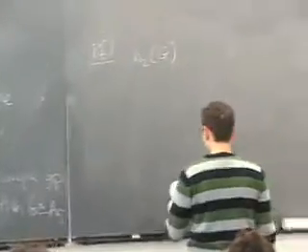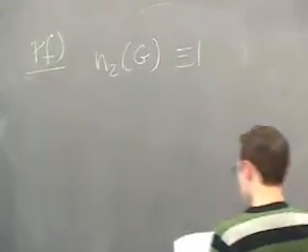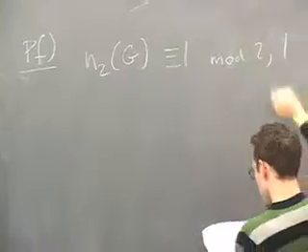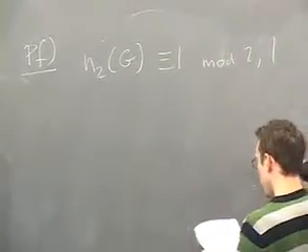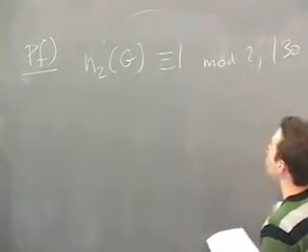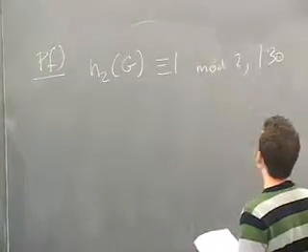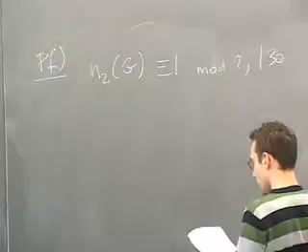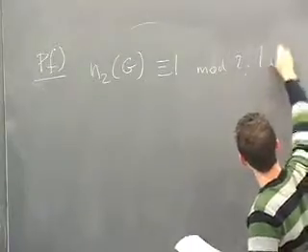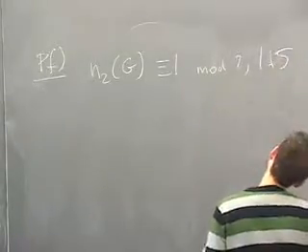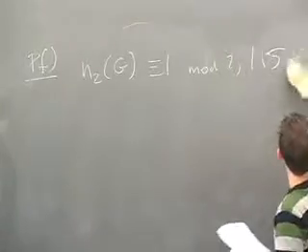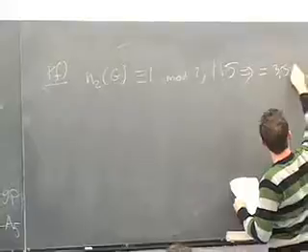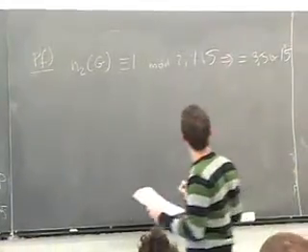The first one is that n2 of G is congruent to 1 mod 2 and divides 30. Sorry, 15, because 2 divides 30. That's utter nonsense. So this thing must be equal to either 3, 5, or 15.